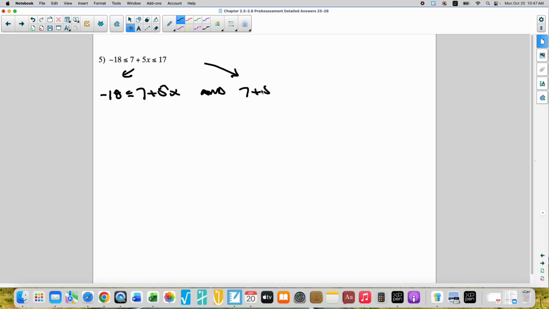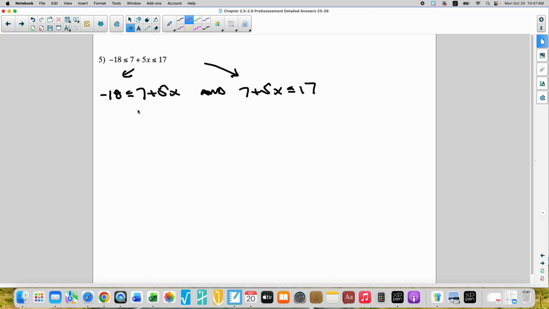7 plus 5x is less than or equal to 17. What I find with students is that they just write 5x is less than 17. They chop off this 7 plus, which is wrong. We have to have all of the middle piece. You're going to have the 7 plus 5x in both of the values.